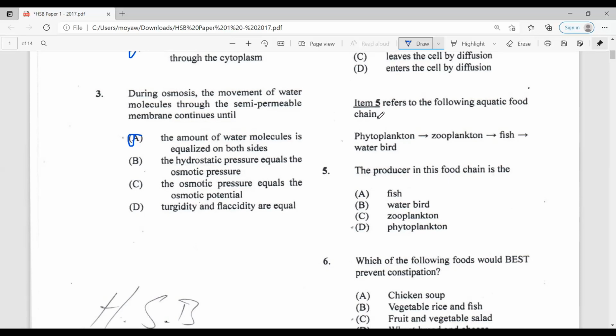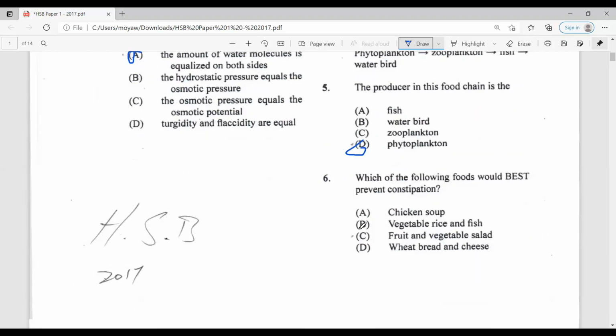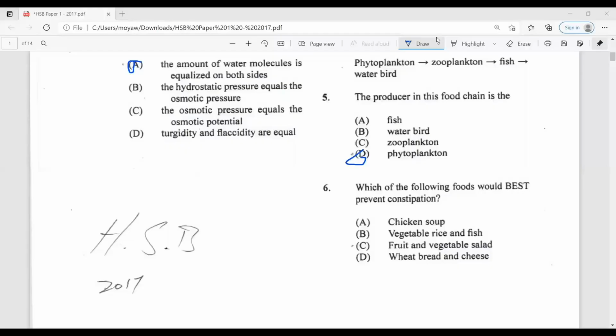And producers are mostly plants, but sometimes we can have some bacteria like the algae and the phytoplankton being producers because they can photosynthesize. So once they're able to photosynthesize, then they can be a producer. So the phytoplankton is definitely our answer. Question 6. Which of the following foods would best prevent constipation?